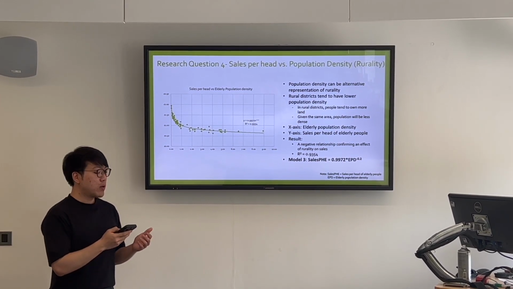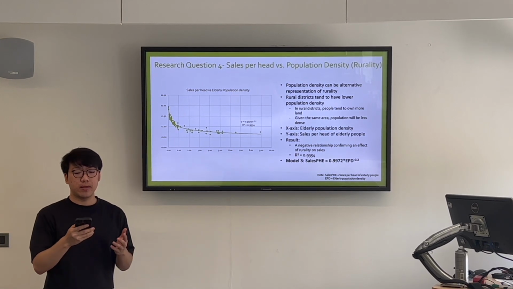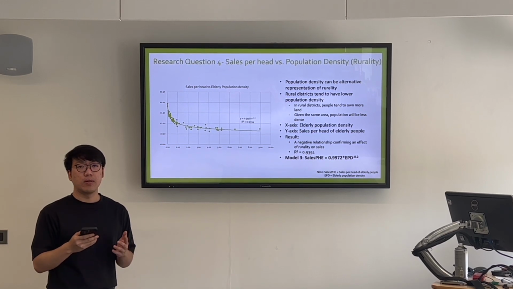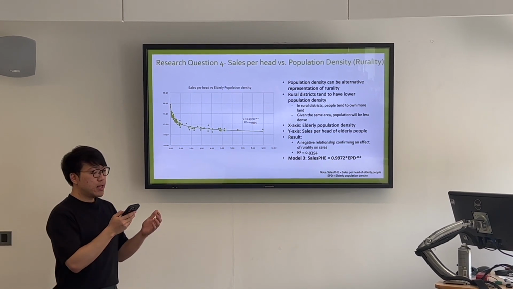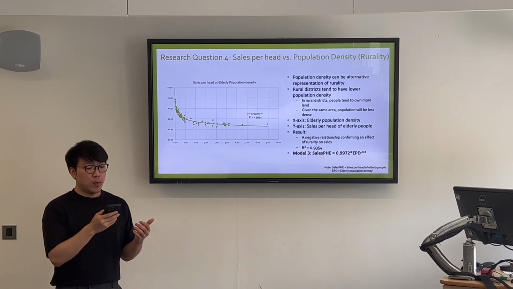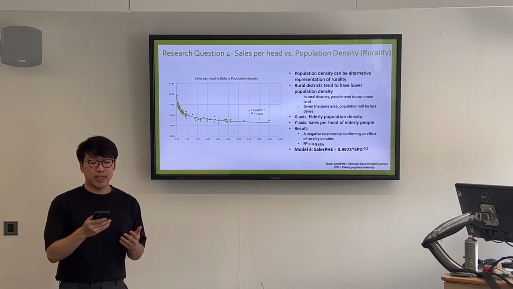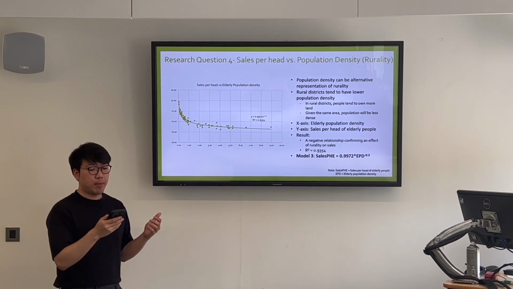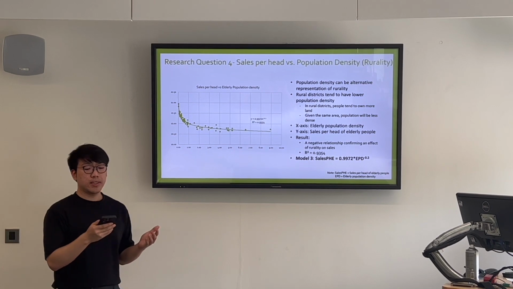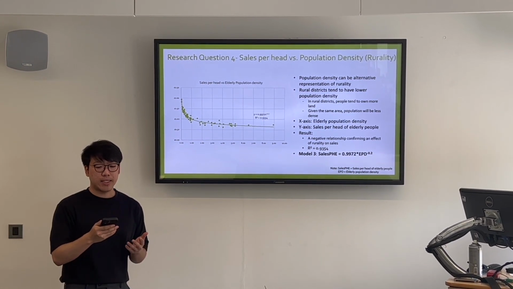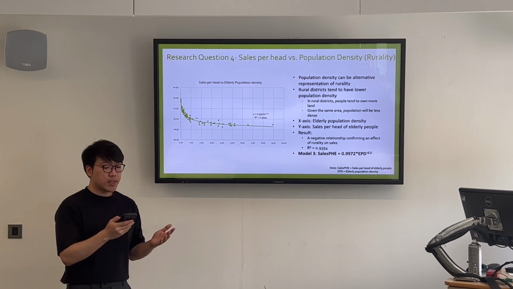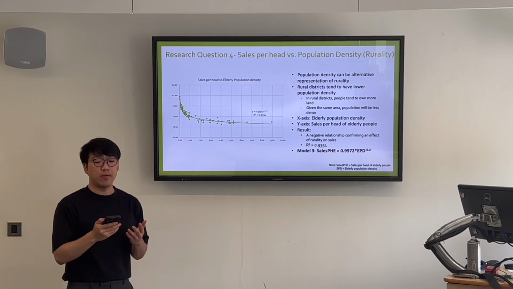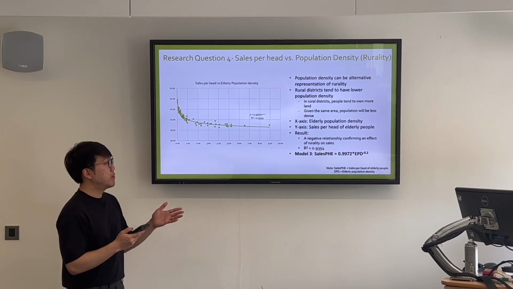As a result, we constructed a test to investigate whether elderly population density has an effect on the sales per head of the elderly people. The results show a negative relationship, which confirms the effect of the rurality on the sales. As shown in the scatter plot, the sales are high in the low population density part, which represent the rural areas, while the sales continue to decrease as the areas become more urban. The result obtained by this model produced the highest accuracy with R-square of 0.94, and the model is shown at the bottom of this slide.